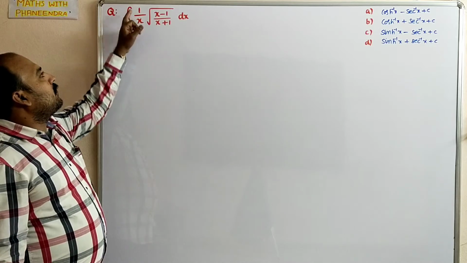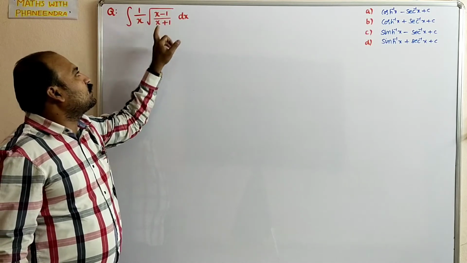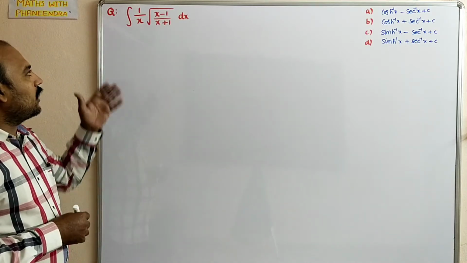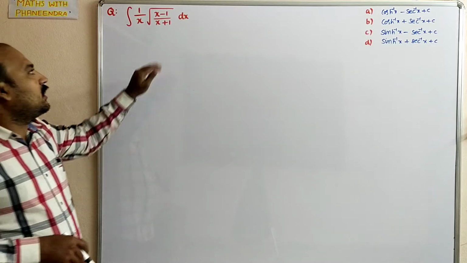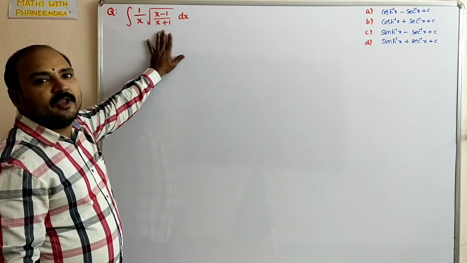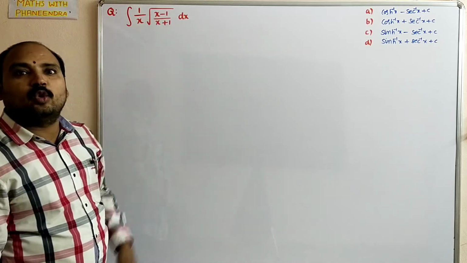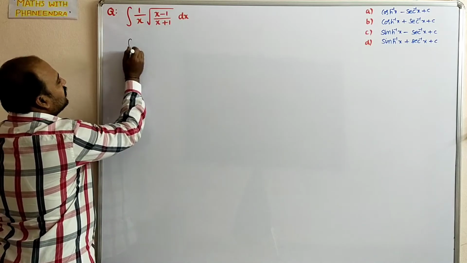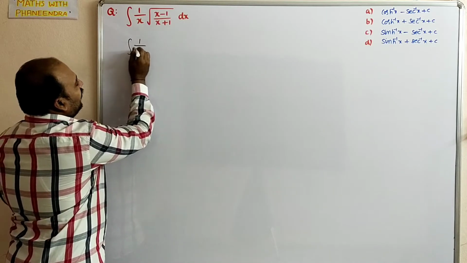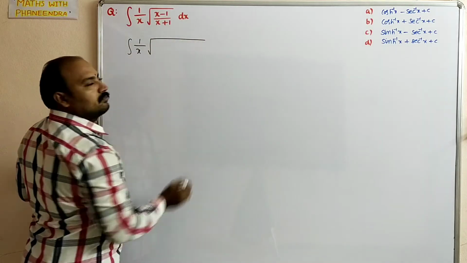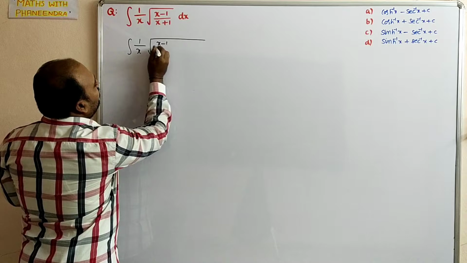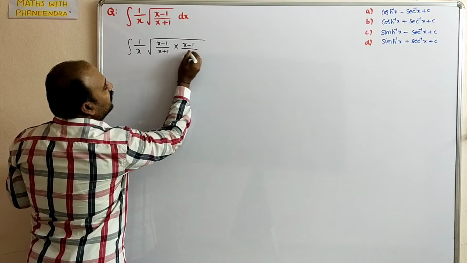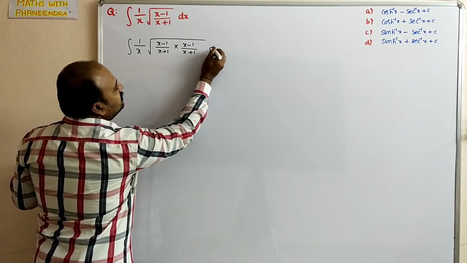Integral 1 by x into square root of (x minus 1) by (x plus 1) into dx. See here, in the square root of (x minus 1) by (x plus 1), you have to multiply and divide by the square root of x minus 1. Then after that you can split into two integrals. See here, integral 1 by x into square root of (x minus 1) divided by (x plus 1) into (x minus 1) divided by (x minus 1) into dx.